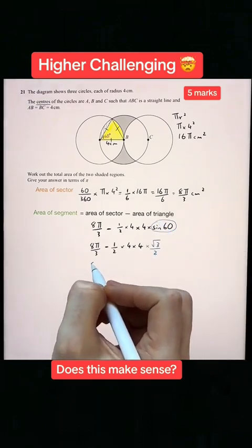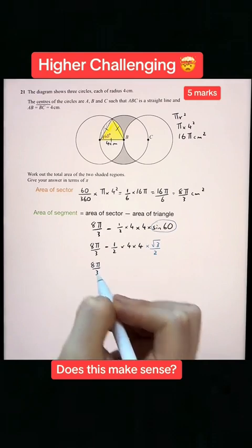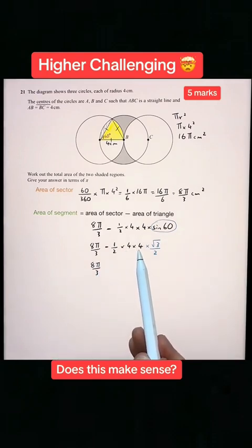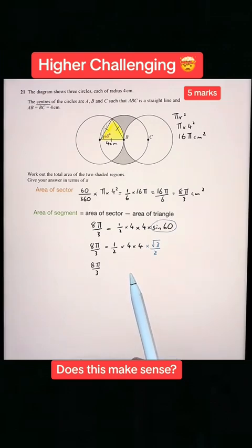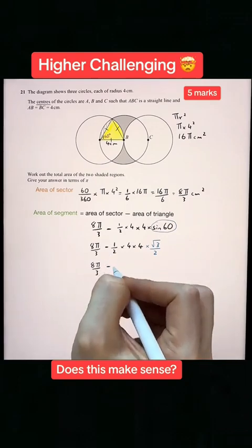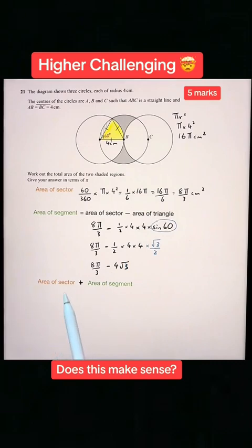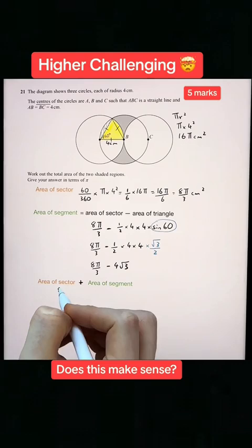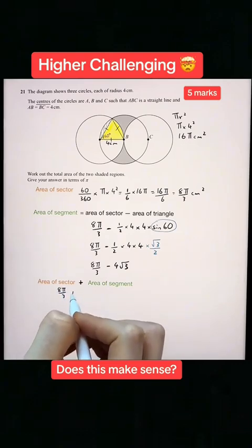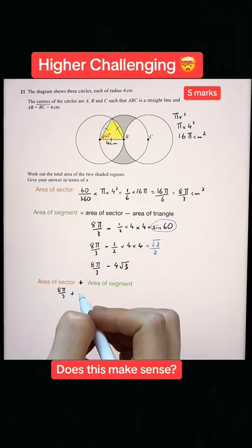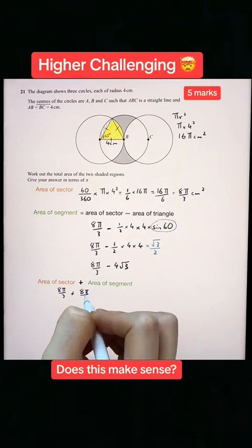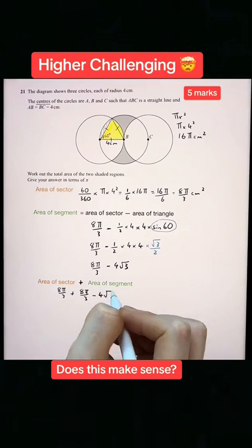That sine of 60 is root 3 over 2. Leaving the 8 root 3 alone for now. I know that 4 times 4 is 16, and 16 times root 3 is 16 root 3. And the bottom, 2 times 2 is 4, and 16 root 3 divided by 4 will give us 4 root 3. And as it's minus, therefore I'm going to subtract 4 lots of root 3. I'm now going to add the area of the sector, in this case 8 pi over 3, and the area of the segment, in this case 8 pi over 3, subtract 4 root 3.